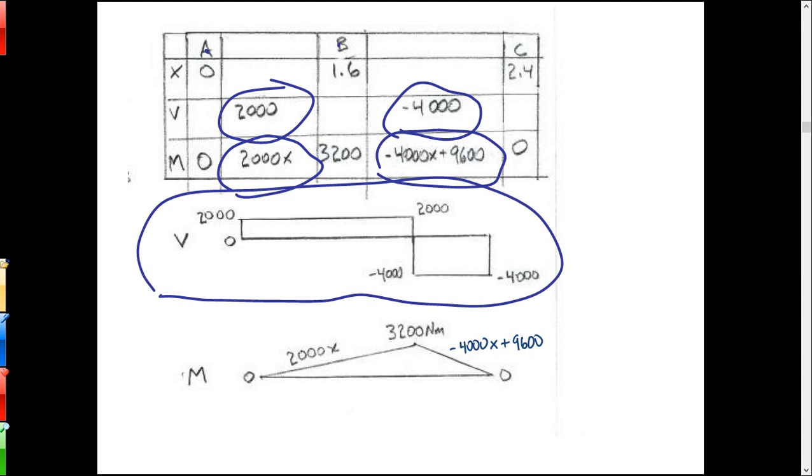And then I can also draw up a moment diagram. So it's a straight line from A to B with an equation of 2000x. So that slopes up with a slope of 2000. Its y-intercept is 0, so it starts at 0 and just slopes up. Then when I get to B, the equation changes to another linear equation with a negative slope, negative 4000x plus 9600. Okay, like so. So that's a shear and moment diagram. Now those are kind of handy because you can just look at them and get a feel for what the beam's doing. You can't really do that with an equation, but with a diagram you can.